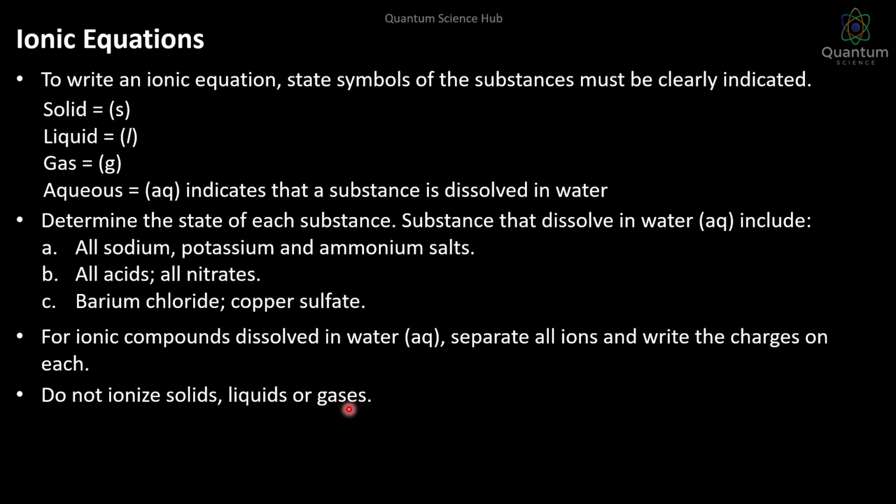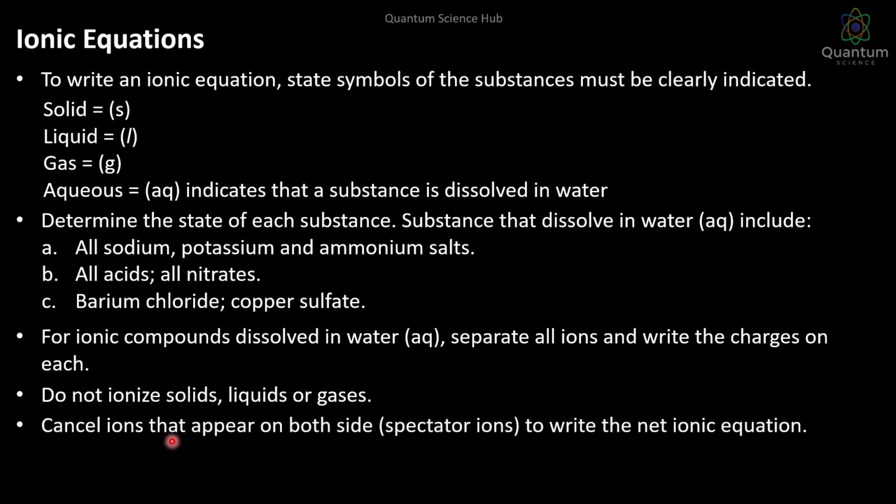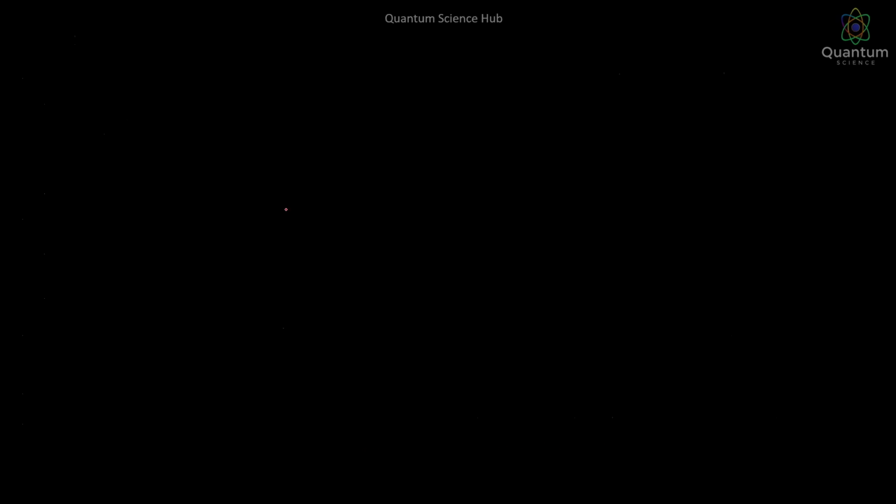We only split the ions which have the symbol (aq). Then we cancel ions that appear on both sides, and these are what we call the spectator ions, to write the net ionic equation. Now let's see this worked example.